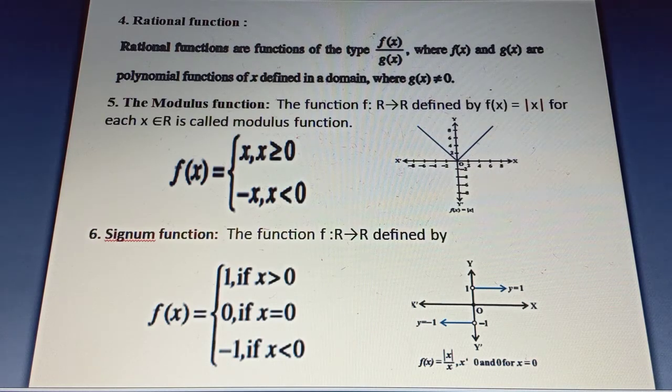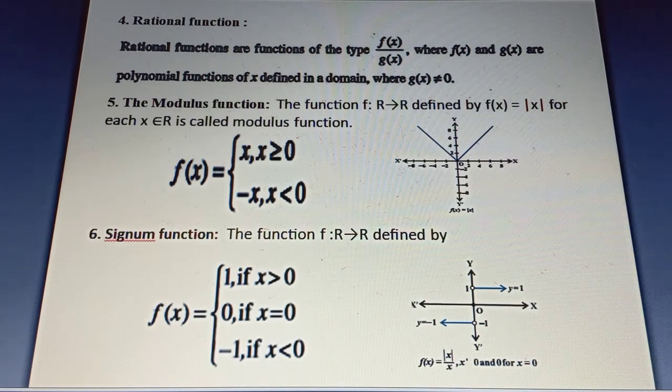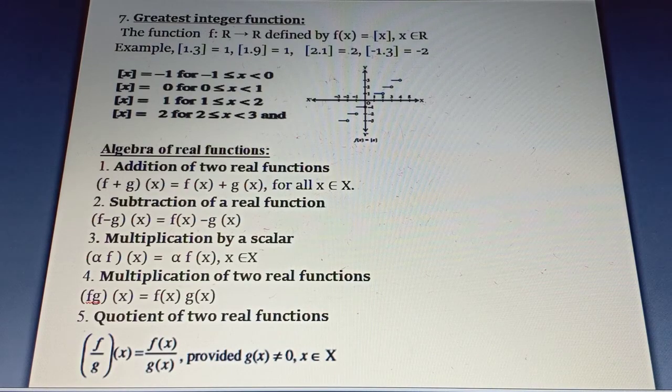The signum function has three values. One is 1 when x is greater than 0, one is 0 when x is equal to 0, and one is minus 1 when x is less than 0. And this is the diagram of the signum function. Next is the greatest integer function. We can say it is a box function. f(x) equal to box x, x belongs to R.